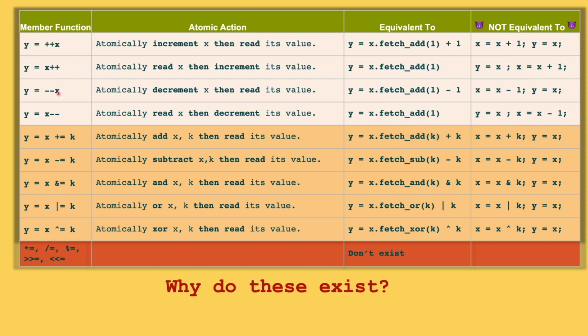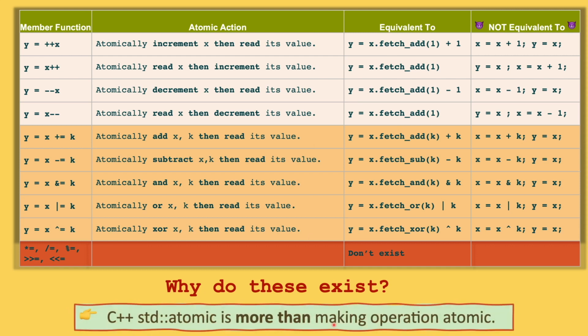If plus plus, minus minus, and plus equal and their logical equivalents exist, why do we have these fetch versions? So again, the answer to this question is that std atomic is more than just atomic operations, and we are very close to explaining what that more functionality is. So please bear with me a few more minutes and we get to that. So for now, operation wise, these two are very equivalent. You could either use these operators, plus plus, either prefix or postfix, minus minus, and plus equal, minus equal, and their logical equivalents, or you can use the fetch versions.